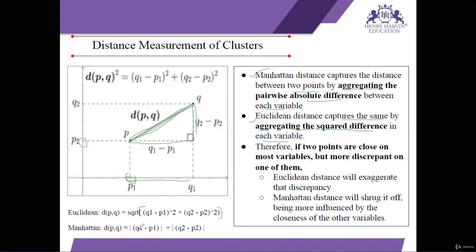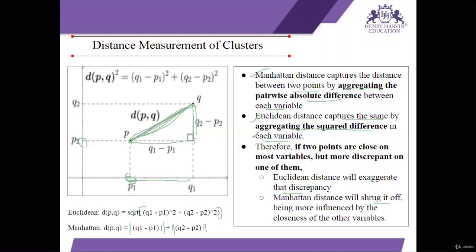Then Manhattan distance, what does it do? It takes the absolute value of the difference between the points. It will add up the value of the distance here and here, and that will be the distance of P and Q. So this is how Manhattan distance and Euclidean distance are calculated. If two points are close on most variables but more discrepant on one of them, Euclidean distance will exaggerate the discrepancy. Manhattan distance will shrug it off.